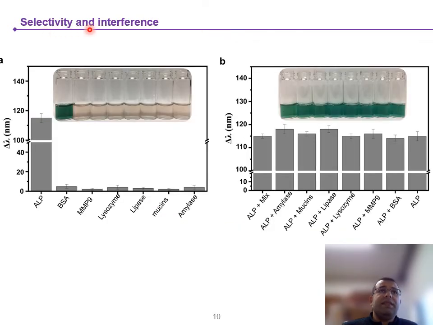We made selectivity and interference studies. For selectivity, we chose the most common biomolecules found in saliva and made a comparison between them and ALB. We found that only ALB makes a shift in wavelengths compared to all the other biomolecules in saliva, and this is the image for it. And also we made an interference study between these biomolecules and ALB, and we found that there is no big interference between these biomolecules and ALB.